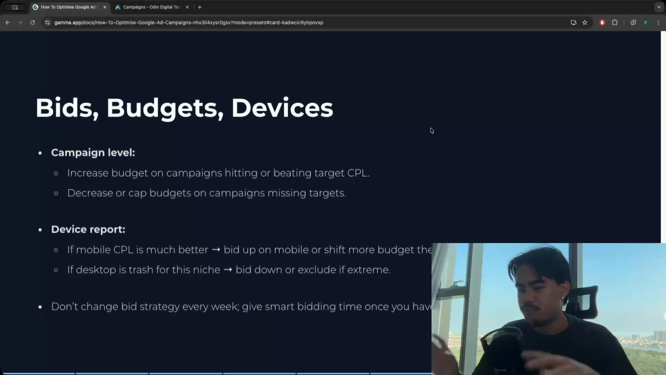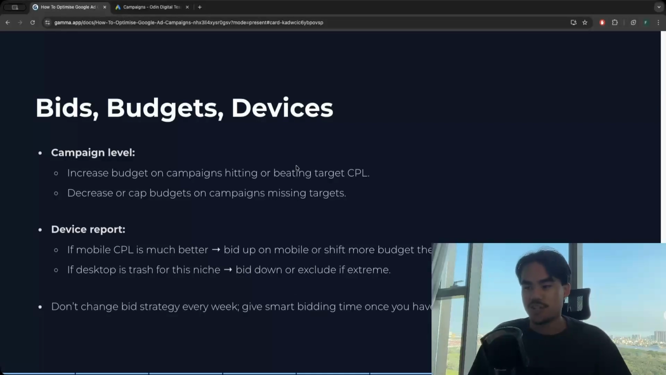Cool. So in terms of bids, budgets, and devices, at campaign level we want to increase budget on campaigns hitting or beating target CPL. We want to decrease or cap budgets on campaigns missing targets, right? And in terms of the device reports, if mobile CPL is much better, which for 80 to 90% of you it is, we want to bid up on the mobile keywords and make sure that we're bidding for more users on mobile, or shift more budget there in general, right? And if desktop is trash for this niche, then we want to bid down or exclude if extreme.